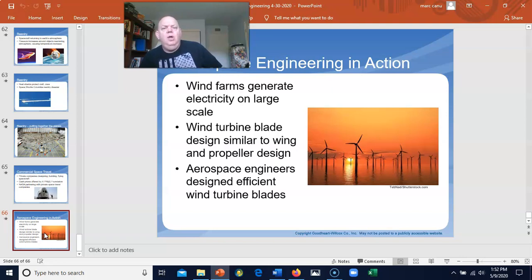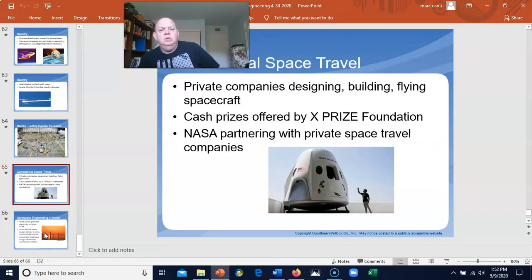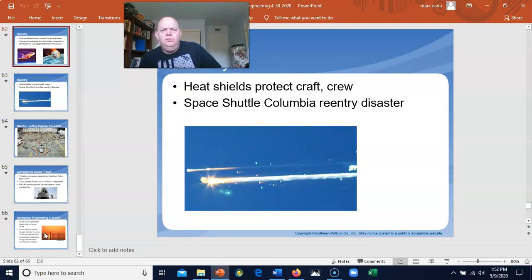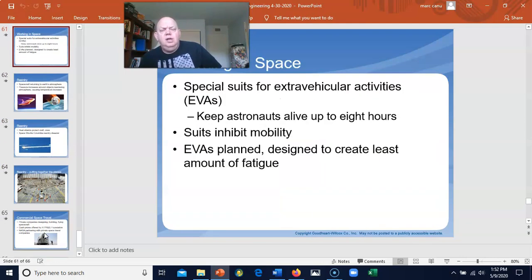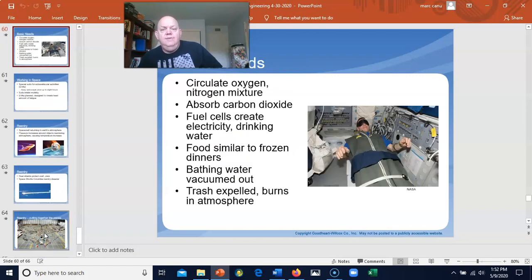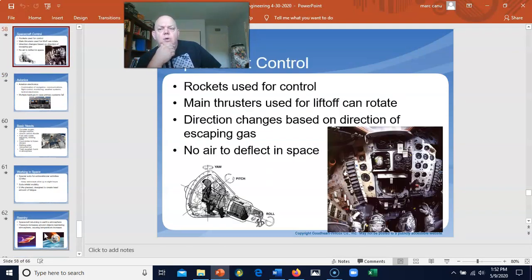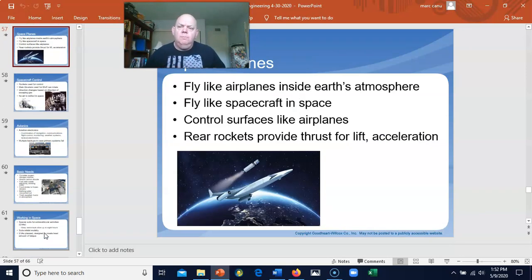We've talked about aerospace engineering in action. We talked about the idea of future space travel. We looked at the challenges of re-entry. We talked about how we work in space with extravehicular activity suits, EVA suits. What are the basic needs that astronauts have? We looked at avionics. How does that work? Why do we need those? We looked at spacecraft control, how we can use rockets to maneuver.